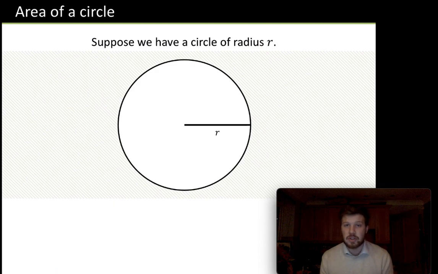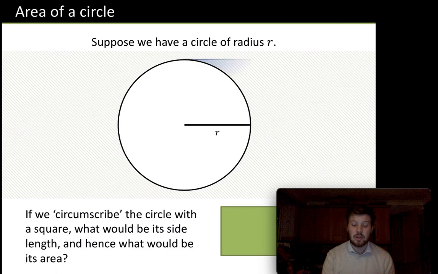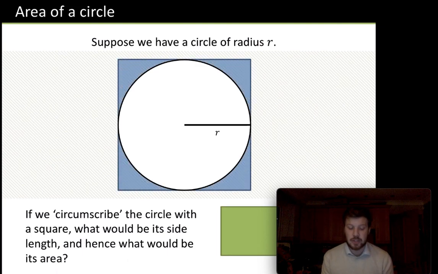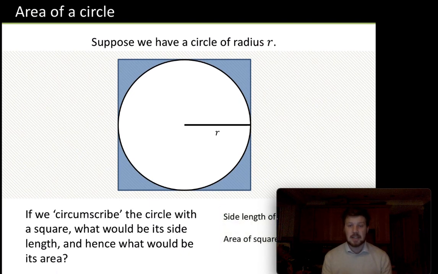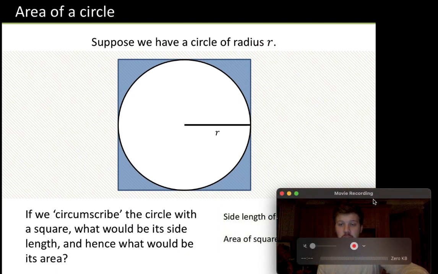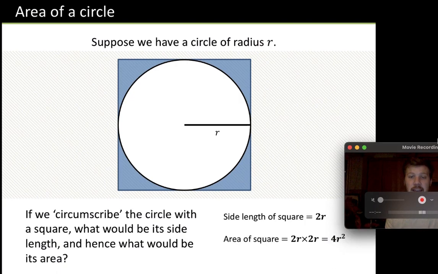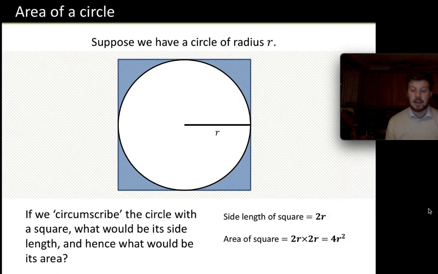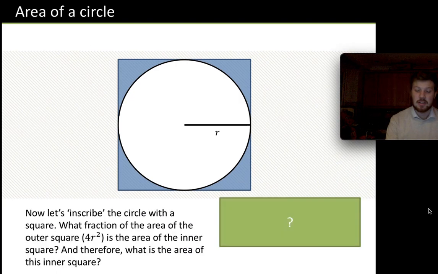The area of a circle. So now we want to build a circle with a radius, and this is the most common thing that we see. So, if we circumscribe the circle with a square, we would know that the side length would be 2r. Let me move myself away again. And the area of the square would be 4r squared. And we know the circle has to be less than that.